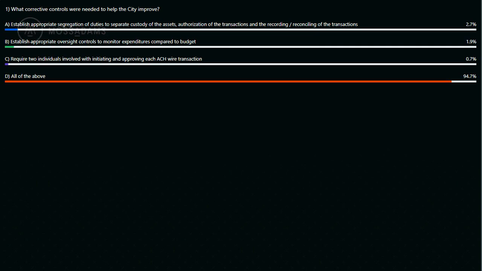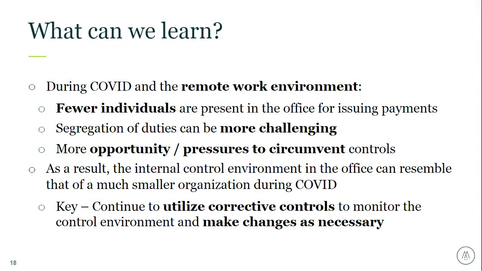Well, looks like most of you chose answer D, which is obviously correct given the many, many control deficiencies we saw in this case study. But I think now we wanted to take a minute to talk about what we can learn from this case and how it relates to the COVID environment, of course. And although this case did not occur during the pandemic, it highlights some of the challenges we're seeing many local governments face with respect to internal controls during the remote work environment.